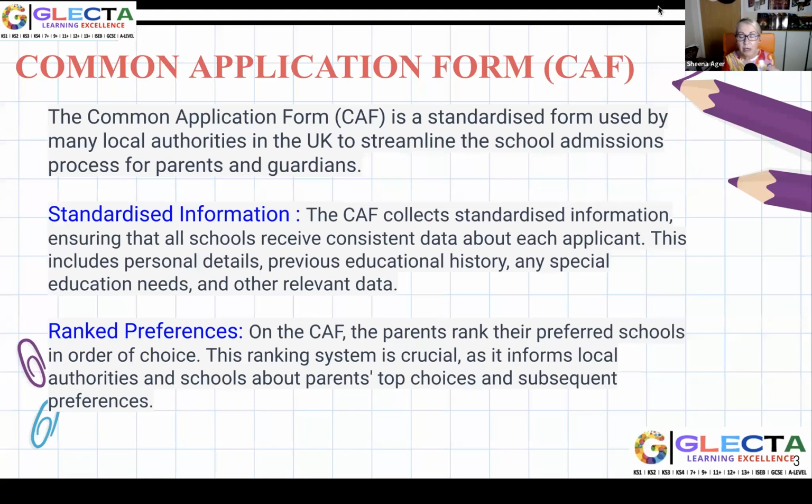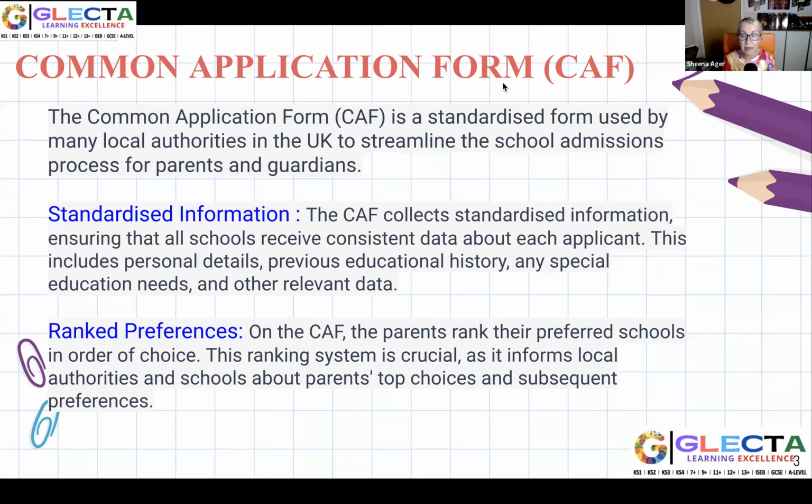I see over and over again at this time of year, people asking which school they should put first. If your child meets the criteria, so that could be catchment. I know some schools don't have catchment, but there are other criteria perhaps. If they meet the criteria and they've passed the test and you want them to go to that school, you need to put it first on your CAF, okay? If that's your first choice. So that's the most important thing.